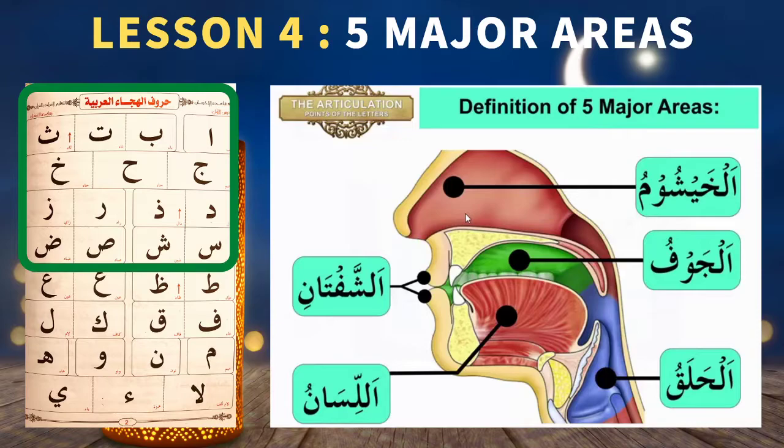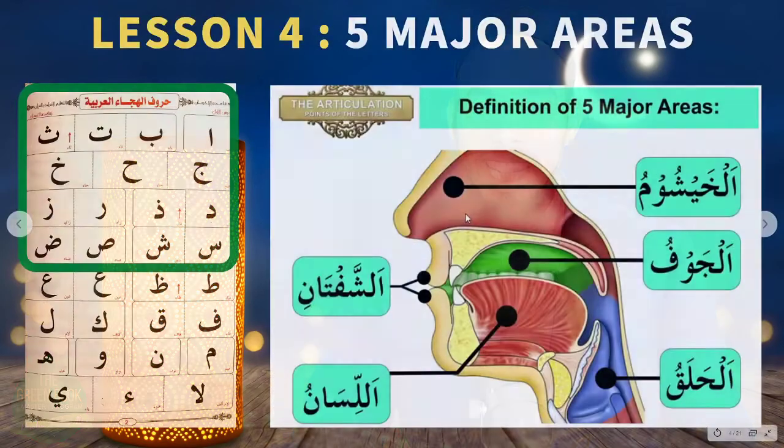Then let's look at the left side. And let's start with the top letter. So we said al-Khayshumu, al-Jawfu, that hollow space, al-Halqu. And then now we're going to start from ash-Shafatan, ash-Shafatani. Okay, is the top word there. And then the bottom one is al-lisanu. Lisan is tongue. Shafatan is lips. Ash-shafatan and al-lisan.